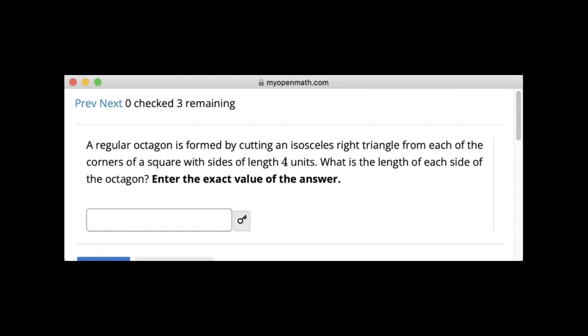We have this lovely problem. We have a square and we create a regular octagon by just chopping off its corners. Cute problem. What is the length of each side of the octagon?